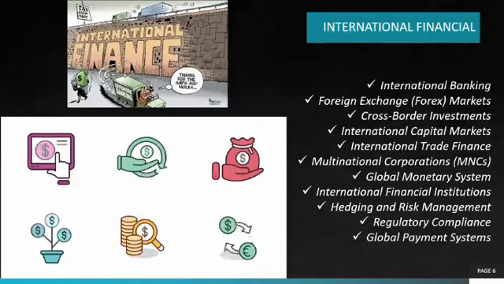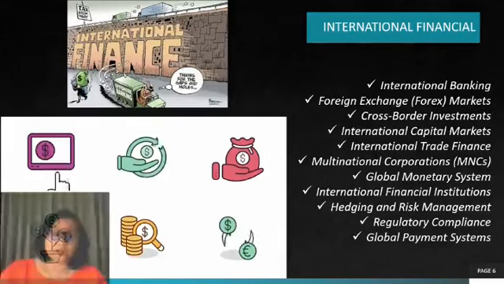So with all of the above, understanding international finance is very essential for businesses, investors, and policy makers, as they are the ones who navigate the complexity of the global financial landscape. Factors such as exchange rate fluctuation, geopolitical events, and global economic trends can significantly impact the international financial market and the transactions themselves.